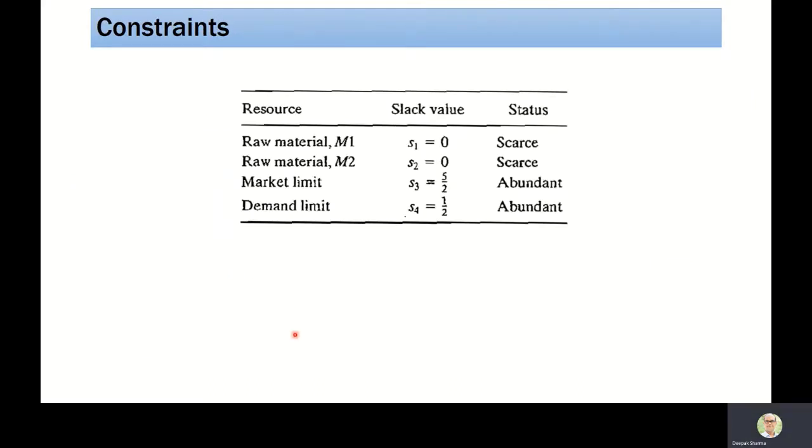Now in the previous slide, we discussed the solution. Now when we get the values of S1, S2, S3 and S4, they also have some significance. S1 and S2 were both non-basic, so they are 0. This means that left hand side equals right hand side, so we can say these are the two materials which are scarce in nature. Looking at the other two variables S3 and S4, they are positive, so we can say that they are abundant. Why? Because our left hand side is actually smaller than the right hand side, and that's why the slack variable has a positive value.